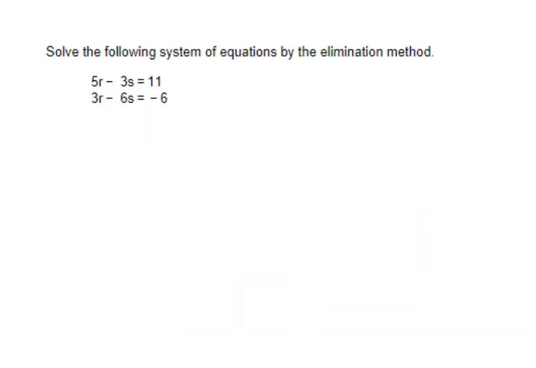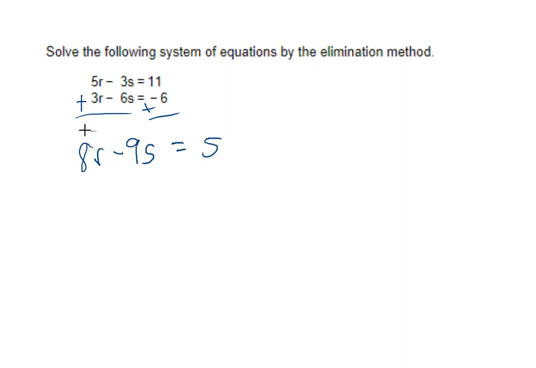Unfortunately, they won't all be that easy. So here, if I took the same approach and said, okay, I'm just going to go ahead and add these equations together, don't do this because this doesn't work out, but if you were to try it, here's what would happen. You get 5r plus 3r, which is 8r. You get negative 3s minus 6s, which will be minus 9s. And then on the right-hand side, you get 11 plus negative 6, which would be 5.